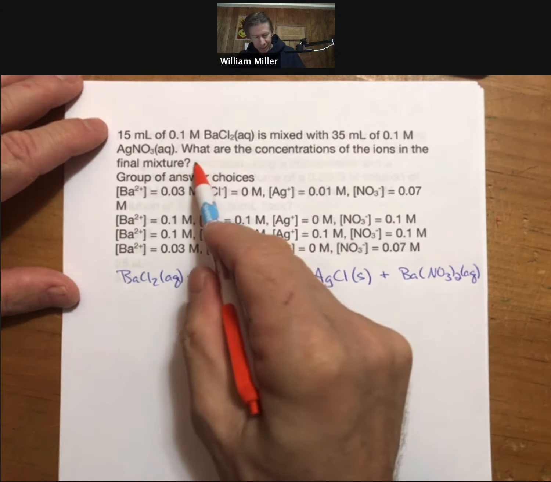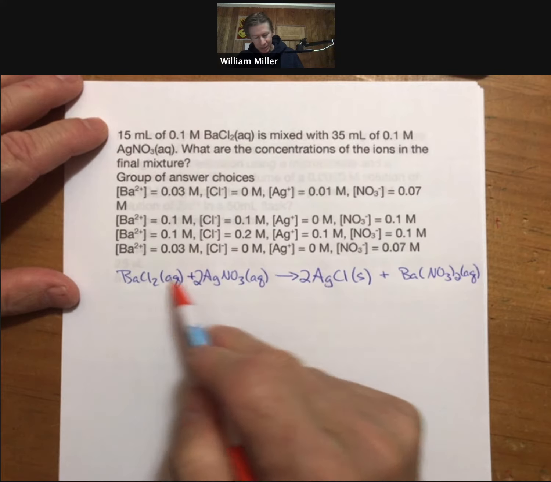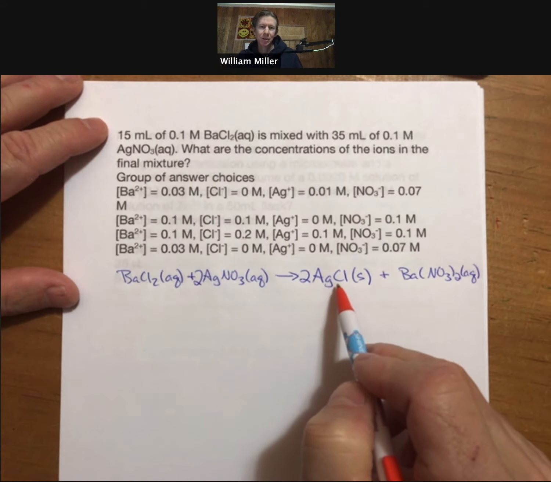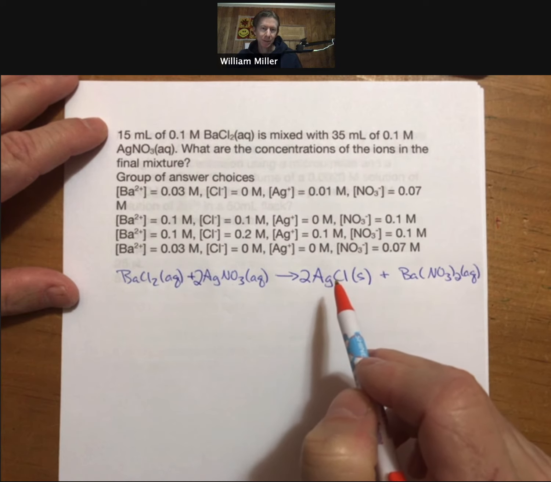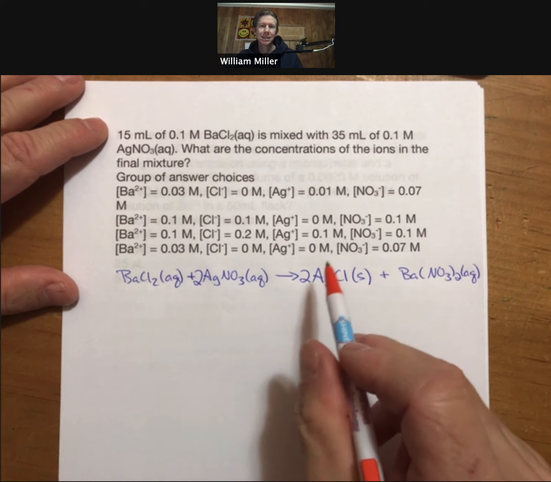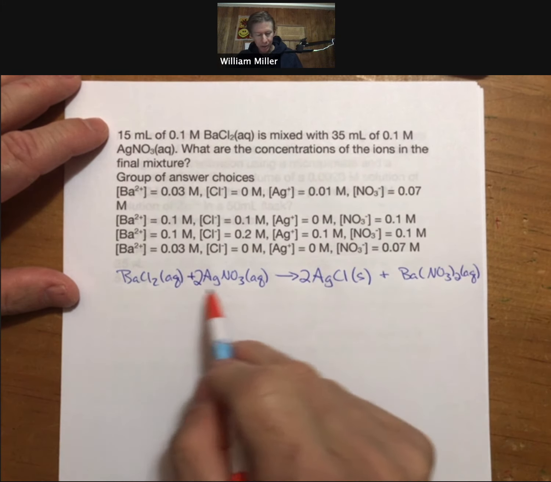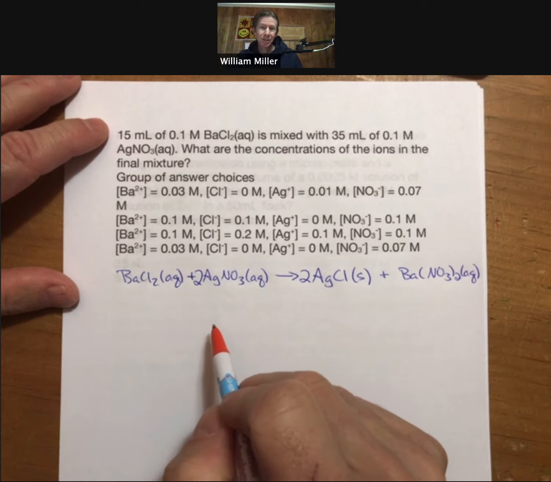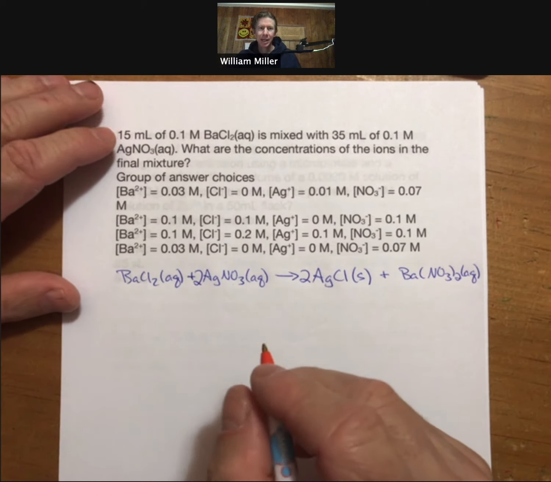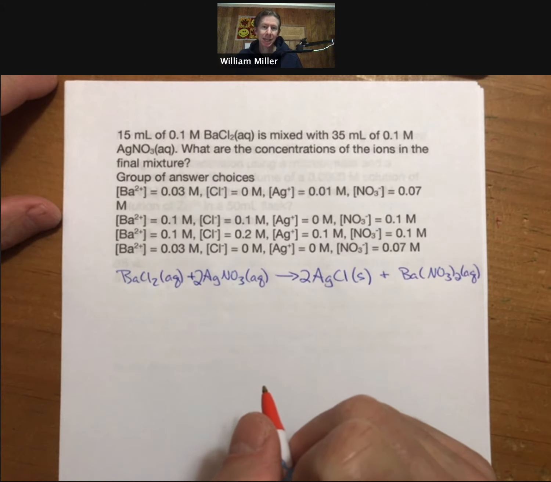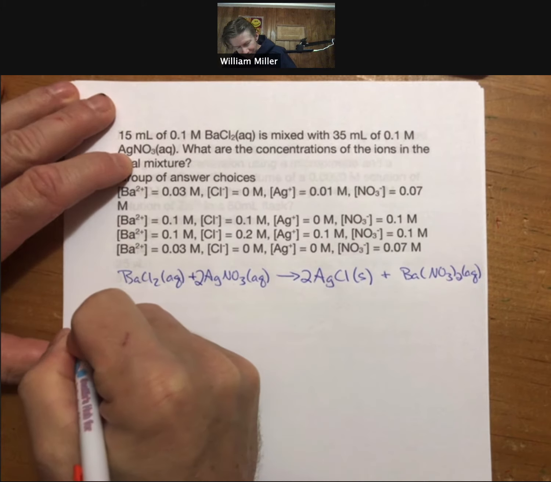And when this asks, what are the concentrations of the ions in the final mixture? When we mix these two together, some solid will form, some reaction occurs, and so this is a limiting reactant problem. What's different about this than most limiting reactant problems is that we're going to need the concentrations of each of the ions. And so we're going to do what's called a mass balance table, and it's sometimes called an ICE table. Let me show you what those are.